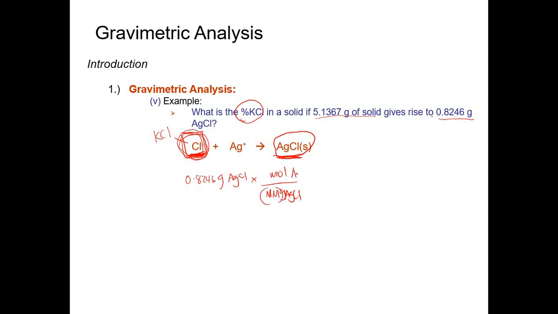That's grams per mole of silver chloride. So, for every 1 mole of silver chloride, you need 1 mole of chloride, 1 Cl minus, diba? And for every 1 mole of KCl, there's 1 mole of Cl. Diba? So, cancel, cancel. Now, you have moles of KCl.